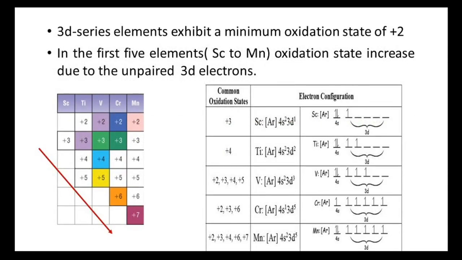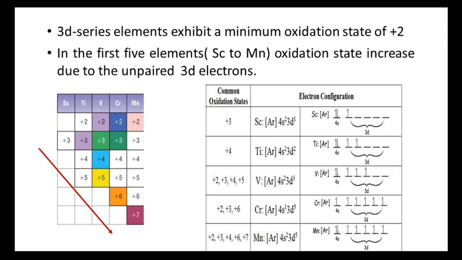Then we will come to the 3d series. Most of the 3d series elements exhibit the minimum oxidation state of plus 2, except chromium and copper, which exhibit plus 1 oxidation state. In the first 5 elements, that is scandium to manganese, the oxidation state increases due to the unpaired 3d electrons. With the arrow mark I have shown the oxidation state increases. If you see the electronic configuration of scandium, there is 1 electron in the 3d orbital which is involved in the bond formation.